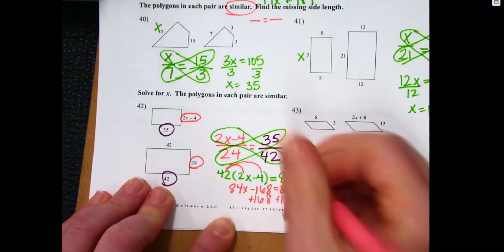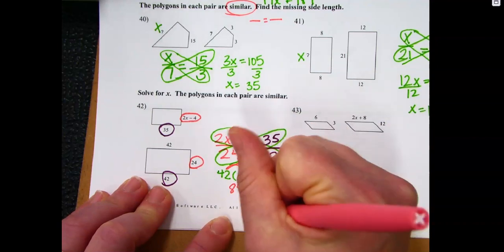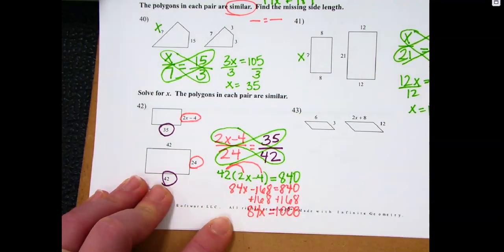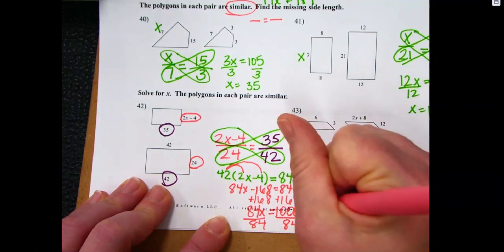That gives me 1008. I'm just using my calculator to make sure I don't make any simple mistakes on this video. Plus, I just like to use my calculator. 1008 divided by 84 gives me 12. So x equals 12.